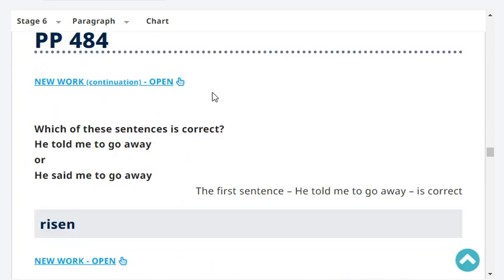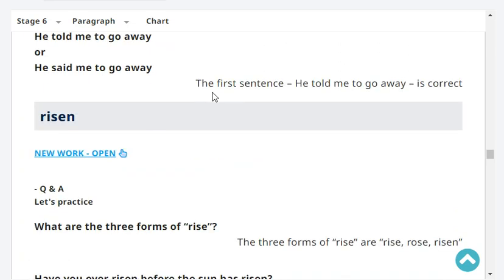Which of these sentences is correct? He told me to go away or he said me to go away. The first sentence, he told me to go away, is correct. Very good.